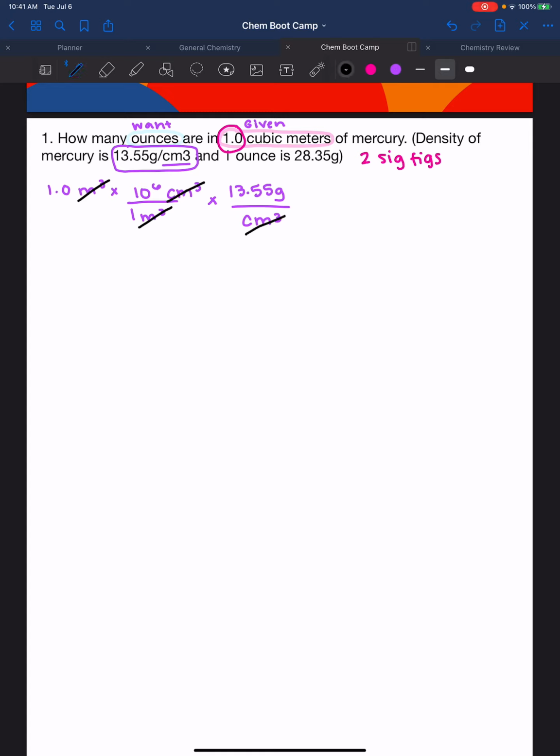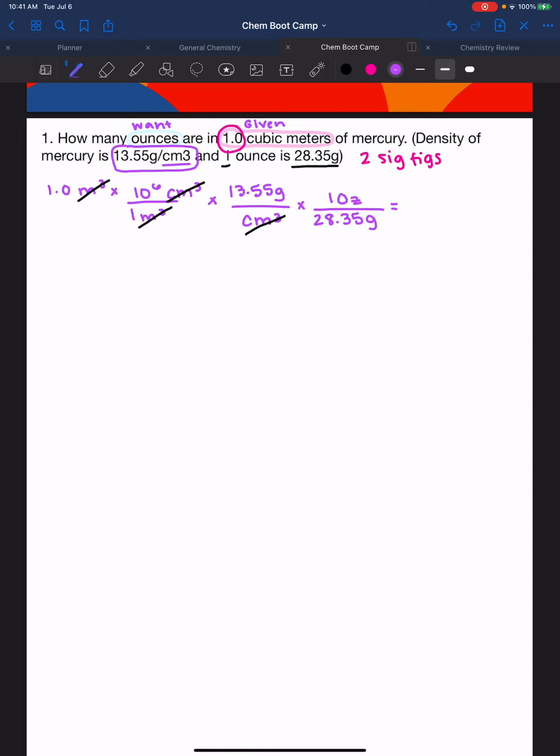We're left with grams. Next we want to cancel out grams because we want ounces. So we have this conversion factor where 1 ounce is equal to 28.35 grams. I'm going to use that. 28.35 is going to be on the bottom because we want to cancel out the grams. It's totally acceptable to flip the conversion factor. You don't have to have it in a certain direction.